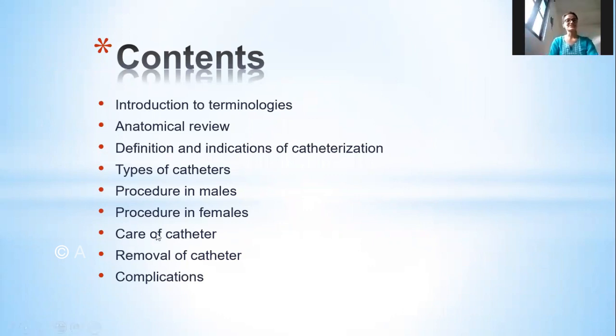So the contents of this presentation are, of course, an introduction to the terminologies. Next we are going to discuss an anatomical review. We won't go into detail about the anatomy. We'll just superficially cover the points which are important to us. Next, we are going to learn about the definition and indications of catheterization, that is, where we are supposed to do catheterization. Next, we'll discuss various types and sizes of catheters, and then we'll switch to the basic procedure in males and females. How do you take care of the catheter, then removal of the catheter, and last, the complications.